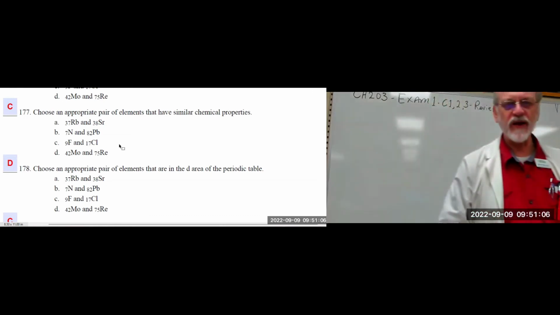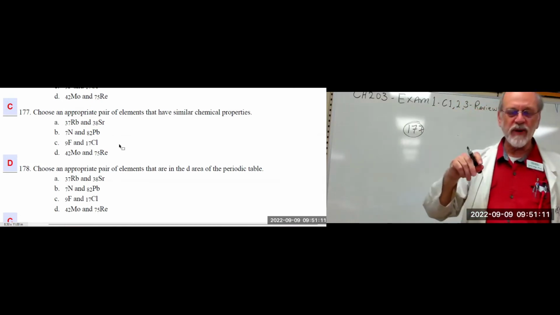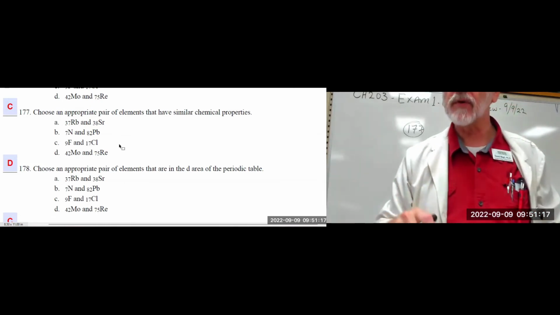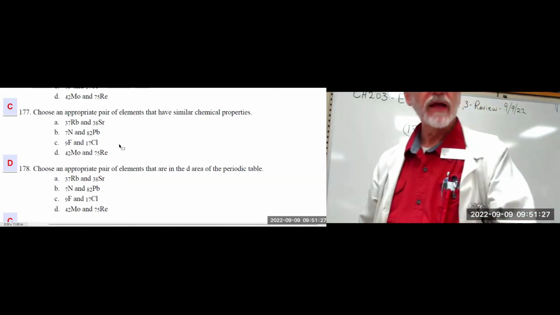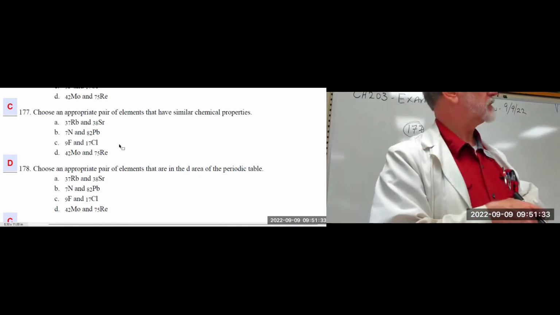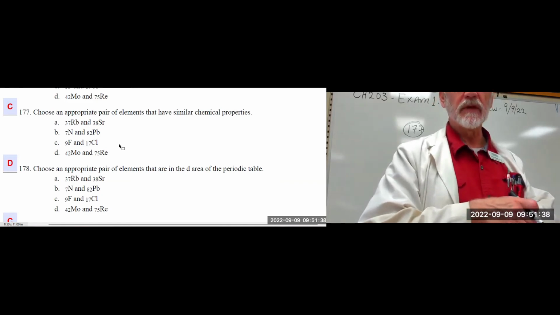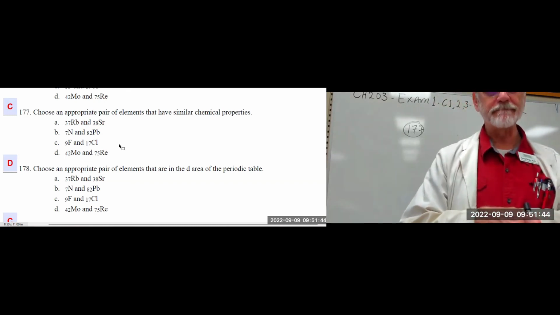All right, choose an appropriate pair, 177. An appropriate pair of elements that have similar chemical properties. What do they need to be to have similar properties? They need to be in the same family, right? I say family, that's the old way. Now they call them groups. Okay, so which ones of these are in the same family? Well, let's see. Rubidium is an alkali metal. See on the far left, just below potassium. And strontium is an alkaline earth, right? So they won't have similar properties.